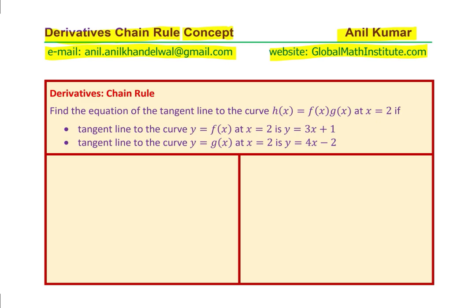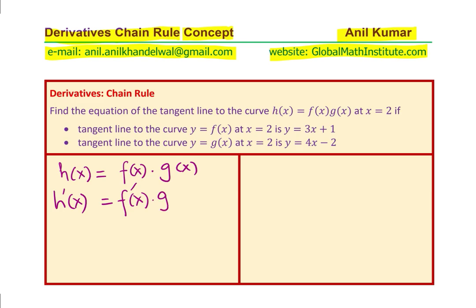Let us discuss these concepts of chain rule and then we'll try to attempt this particular question. So we know that h of x is given to us as f of x times g of x, right? So that is a product of functions. So definitely, what is going to be the derivative? We'll apply the product rule, which is f prime x times g of x plus f of x times the derivative of g of x.